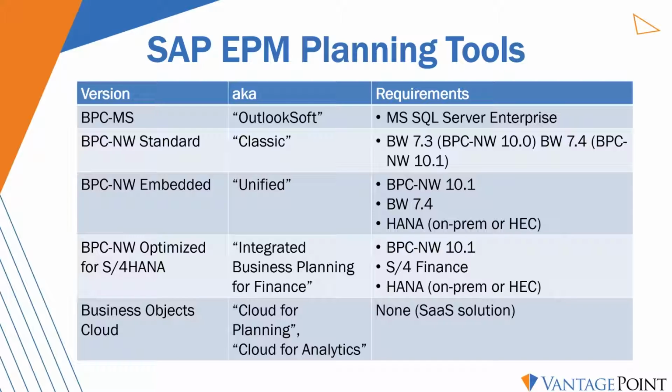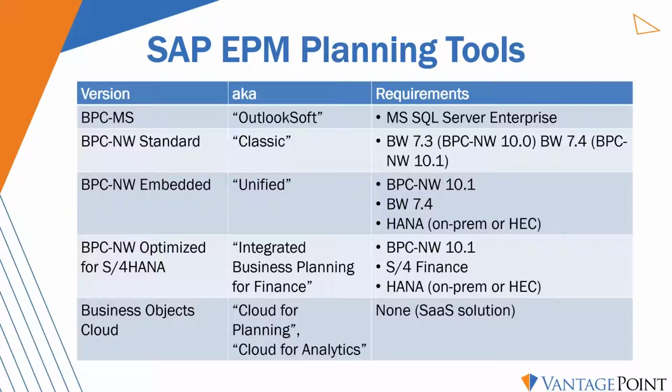The BPC NetWeaver Standard Model requires Business Warehouse 7.3 for the 10.0 version, or if you're moving up to the latest and greatest 10.1, Business Warehouse 7.4 is a requirement for the environment for the NetWeaver Standard version. The Embedded Model only works on BPC NetWeaver 10.1. It requires Business Warehouse 7.4 be established. 7.5 is certainly a possibility as well, the fairly newly released system. And also the embedded model runs on top of HANA, whether it is on-premise or cloud-based through the HANA Enterprise Cloud system.